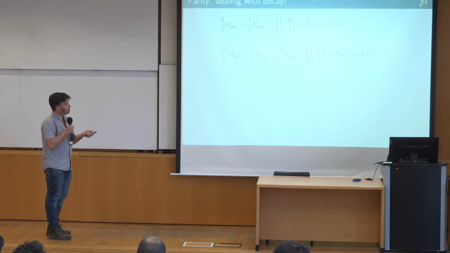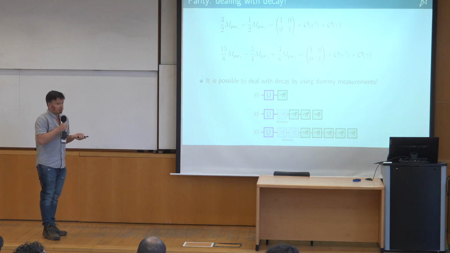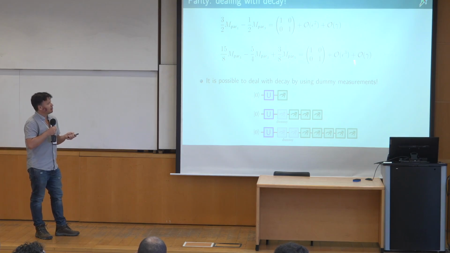We realized that we could fix this by considering some dummy measurements. Dummy measurements are extra measurements that we are going to implement, but we are not going to use these results. The only point of using these dummy measurements is to correctly amplify the effect of the decay in such a way that we could eliminate the decay to first order, and the term that will remain will be proportional to gamma times epsilon, where epsilon is the readout error.